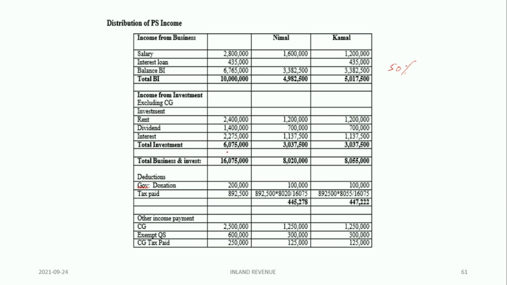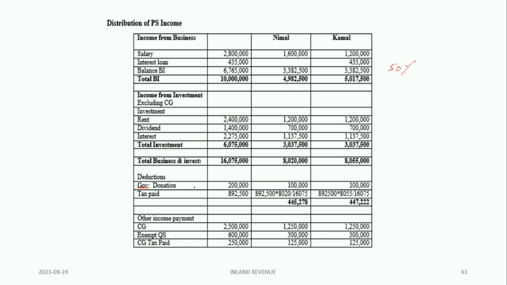Total investment income 6,075,000. Distribute between the two partners, 3,037,500 each. Total business and investment income: Nimal gets 8,020,000 and Kamal gets 8,055,000.